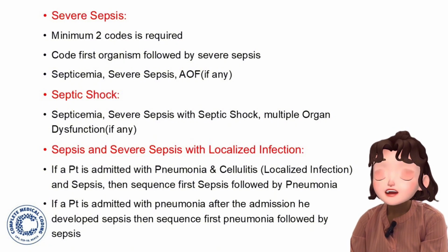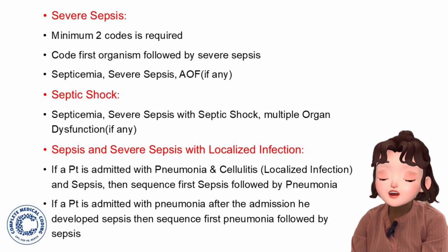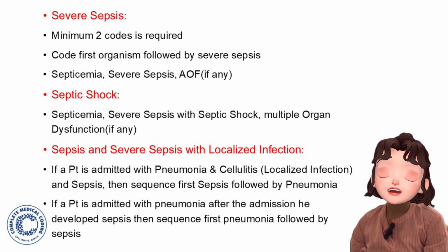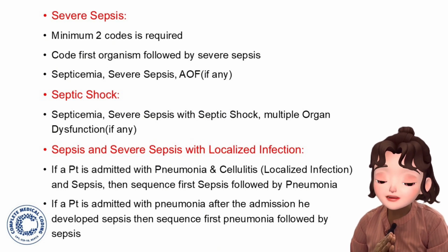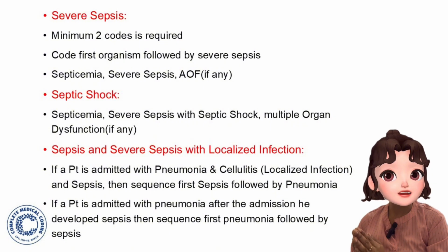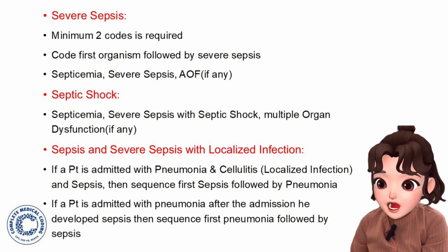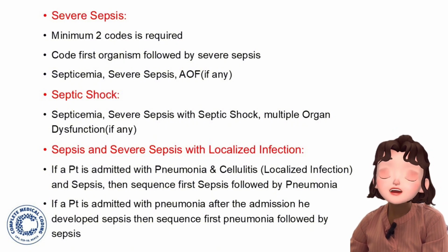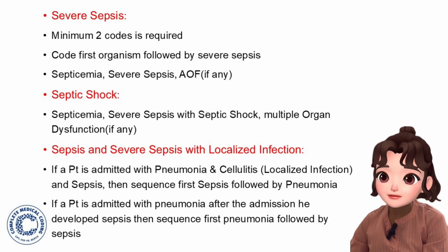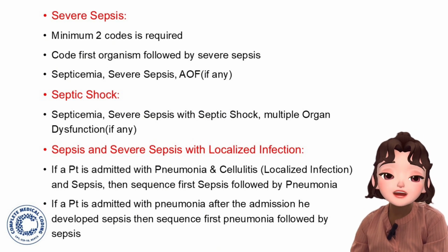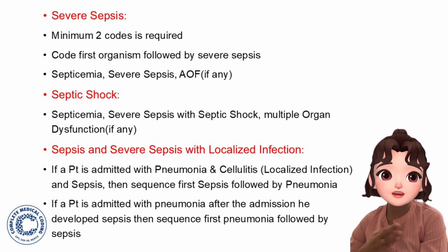Okay. Now septic shock. How will you code septic shock? This is the order. First code septicemia, the organism that causes sepsis. Then code severe sepsis with septic shock. Then multiple organ dysfunction. Of course, there will be multiple organ dysfunction, if any. You have to code the multiple organ dysfunction, one or two, whatever it is.